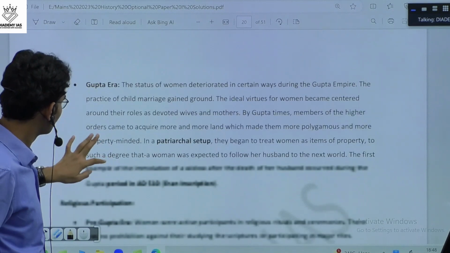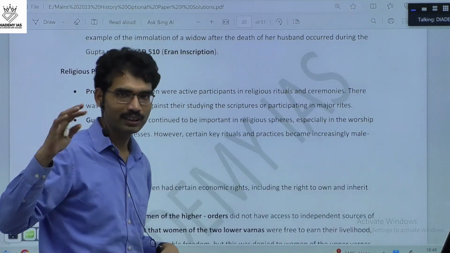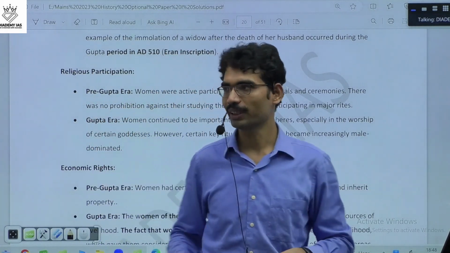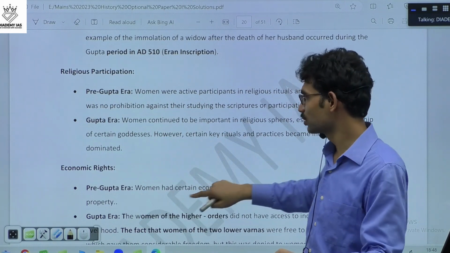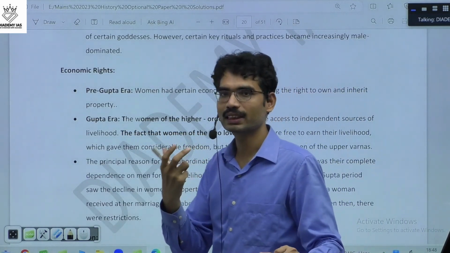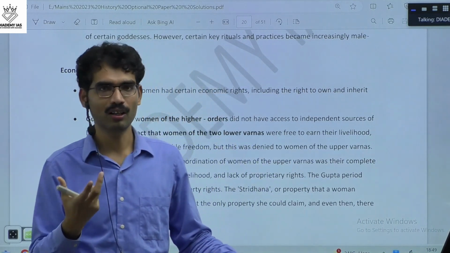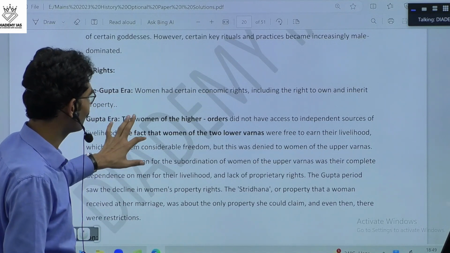Third one, the next dimension is about religious participation. In the Vedic time period, women were participating, and when it comes to Gupta, it was a little bit reduced. And economic rights also. When it comes to the Gupta era, the Stridhana concept became one of the hallmarks. During marriage time, they were given some kind of property.